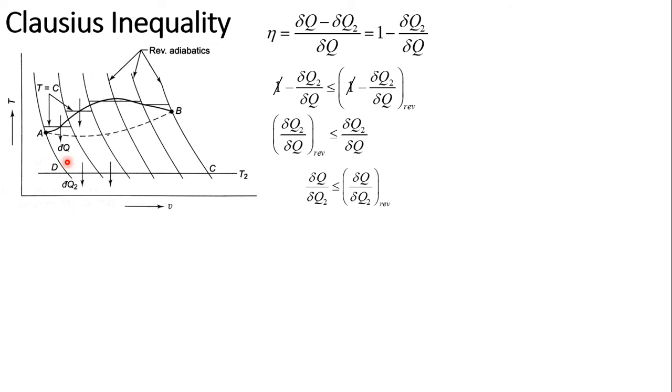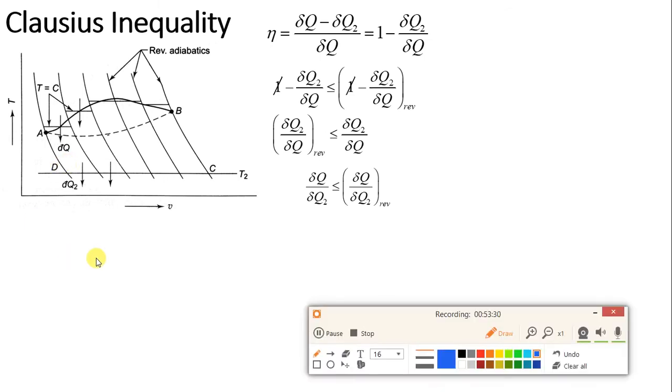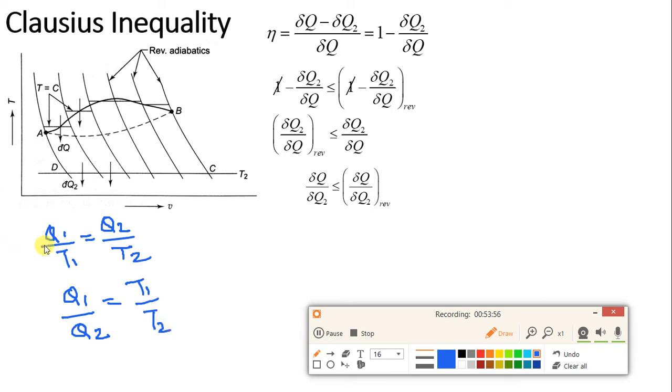Now if you remember the absolute thermodynamic temperature scale, what we had seen was Q1 upon T1 is equal to Q2 upon T2. So what you can write? Q1 upon Q2 is equal to T1 upon T2, provided what is the condition? This Q is reversible. I have highlighted it in red because this is important. This is reversible, so you can replace this.